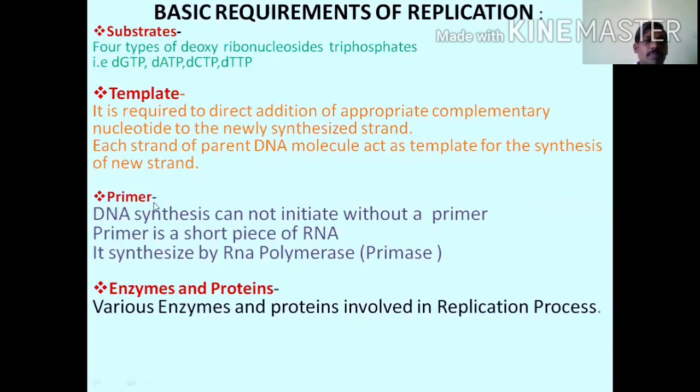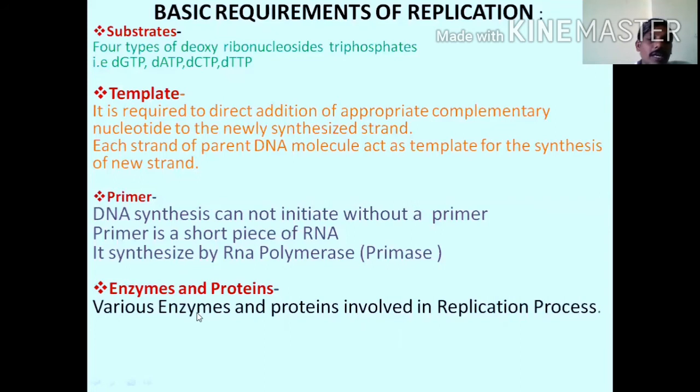And the next one is primer. Without a primer, there is no initiation of DNA synthesis. DNA synthesis cannot initiate without a primer. A primer is a short piece of RNA molecule. It is synthesized by RNA polymerase, also known as primase. This enzyme helps in the synthesis of the RNA primer.